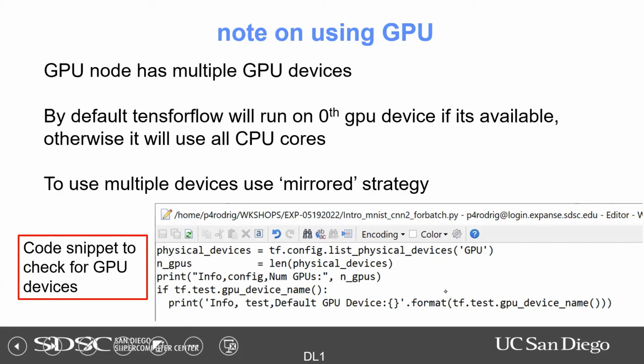On Expanse, and this is the way for other HPC resources on Exceed, the GPU node has multiple GPU devices. TensorFlow by default is always going to run on the 0th GPU device if it's available. And if you're running on CPU, it's just going to use all CPU cores. So you can take your code and just say, all right, give me a TensorFlow image that I know works on GPU, and just run it on GPU, and you'll run on the GPU.